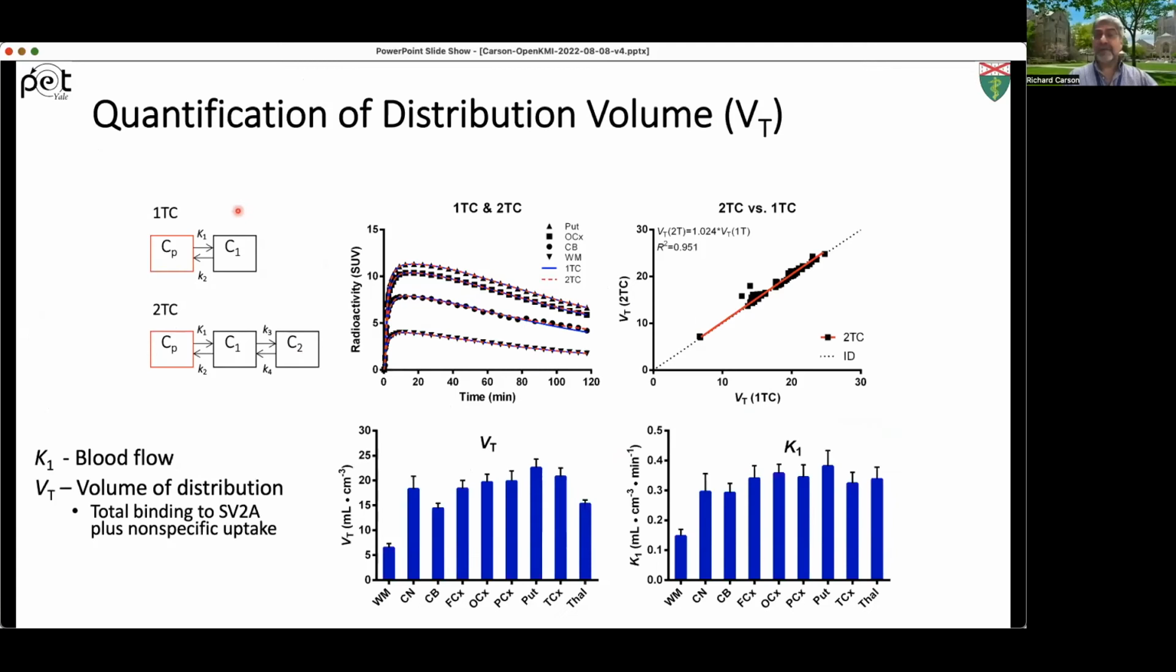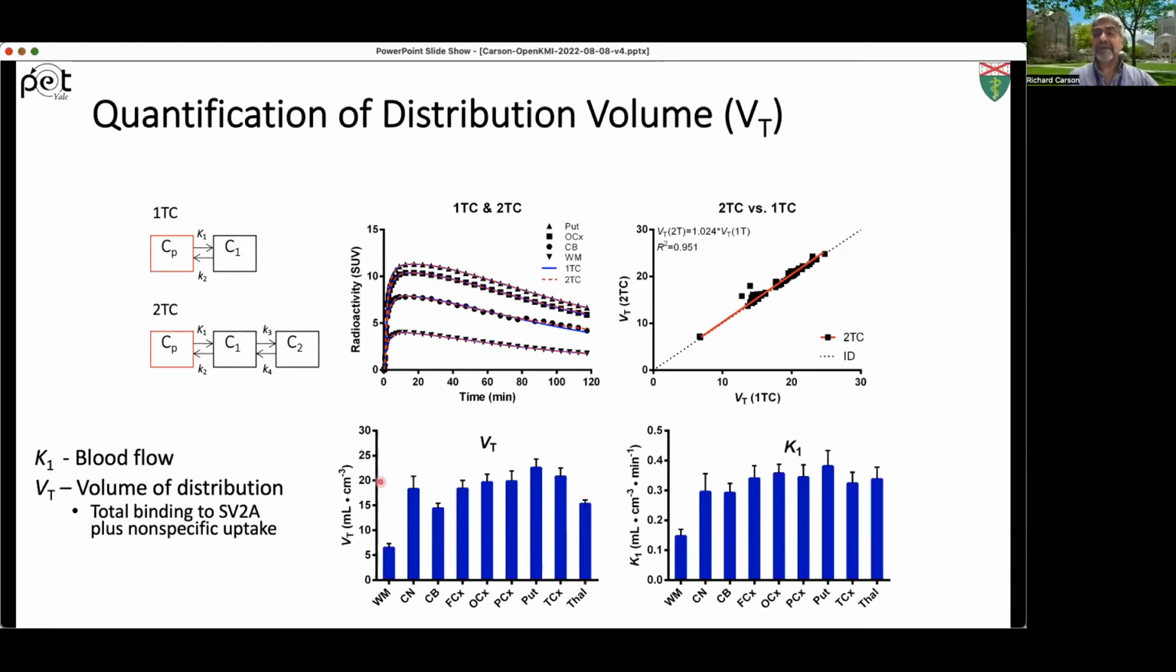This one was fortunate. That's a very simple model with an uptake rate and a clearance rate. It describes the data very well. Good agreement between that one-tissue model and the more complicated model. And that means we get two variables of readout with this tool. We get our volume of distribution. That's that equilibrium ratio. That's the thing we care about. That's related to the amount of that target protein, related to the amount of synapses.